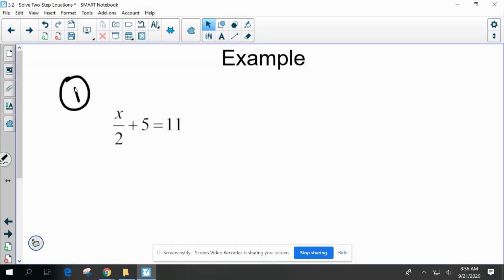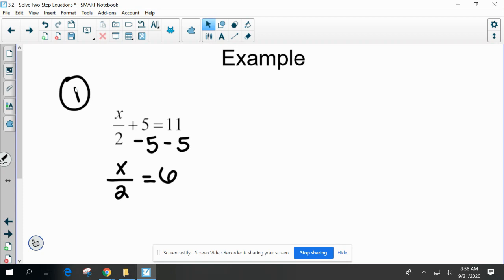So checking for like terms, we don't have any. So what I'm going to do is I think of this like following order of operations backwards. So you think PEMDAS backwards, start with add or subtract. So I'm going to isolate the variable. So I'm going to leave my variable alone, and I'm going to add or subtract this 5. So I have to do the inverse, which is subtract 5. And I'm going to show my work. What you do to one side, you do to the other. So x over 2 would equal 6.